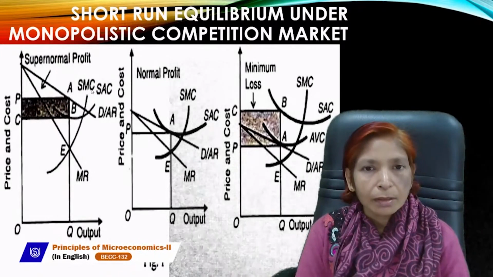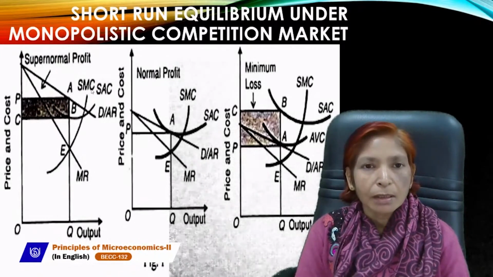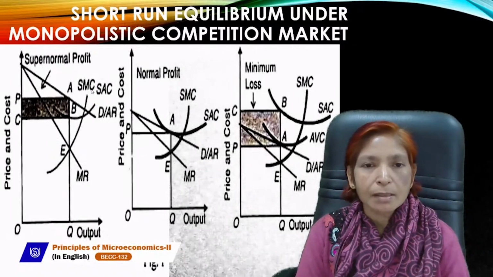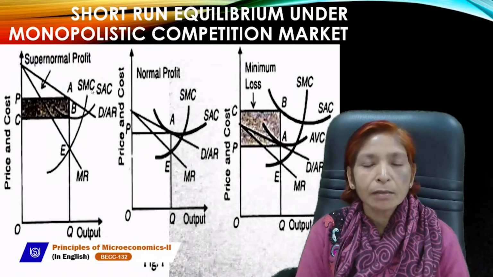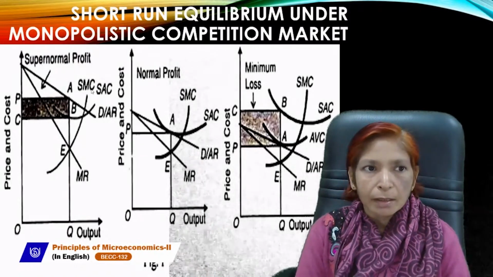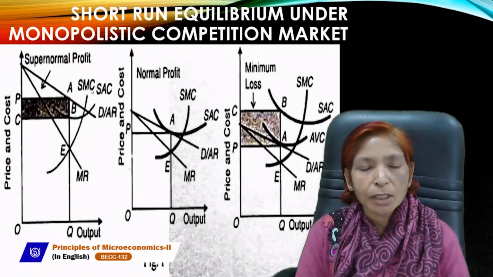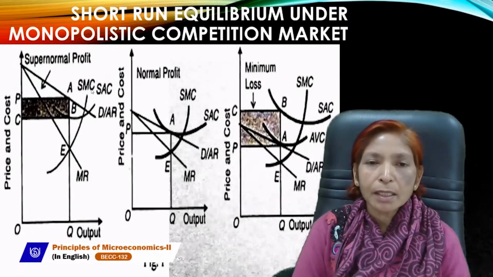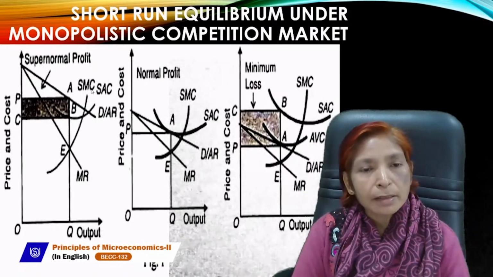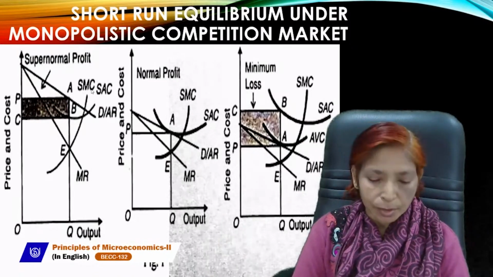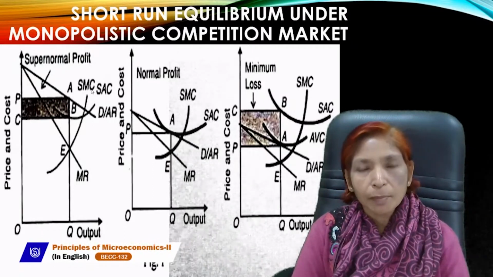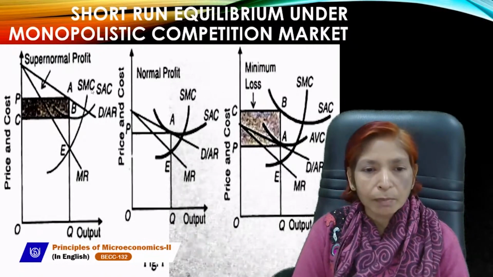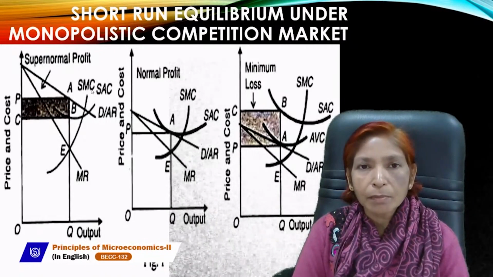So in the short run, the equilibrium condition under a monopolistic competition market is the same as in perfect competition and monopoly markets. There are always two conditions, or two approaches, of equilibrium. One is the TR-TC approach and the second is the MR-MC approach. In the first approach, where the vertical distance between TR and TC is maximum, the firm will earn maximum profit.